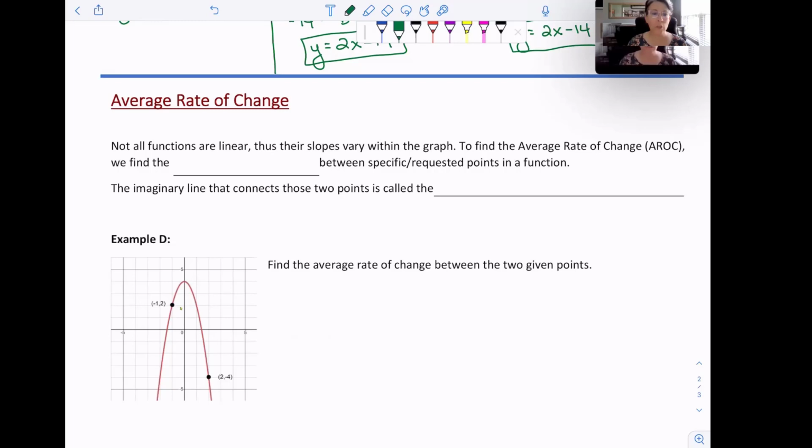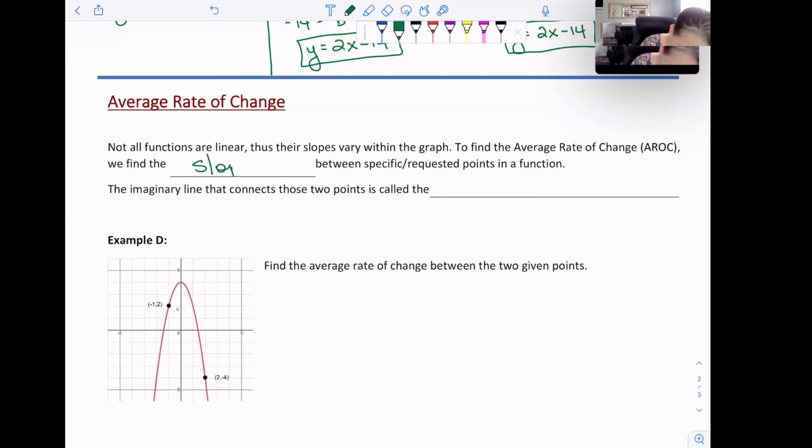Now, all of that is probably a huge review, and average rate of change is probably review as well. So we're taking it slow, right? So not all functions, though, are linear, right? So that means their slopes change within the graph. So to find the average rate of change, we find basically the slope between specific or requested points in a function. So the imaginary line that will connect these 2 points, because you're still finding technically the slope of a line, is what we call the secant line.